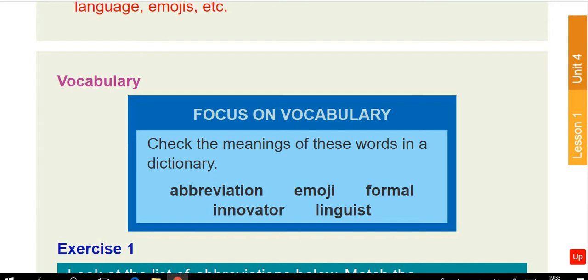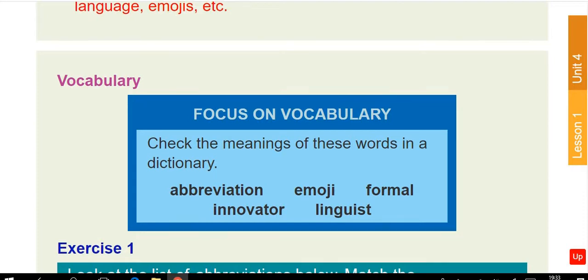Then we have the word linguist. A linguist is someone who has to deal with language. He deals with the structure of language. He deals with how to speak the language correctly. So again, he is a person. The noun from this word is linguistics, another noun from the word linguist, and it's the science of language.